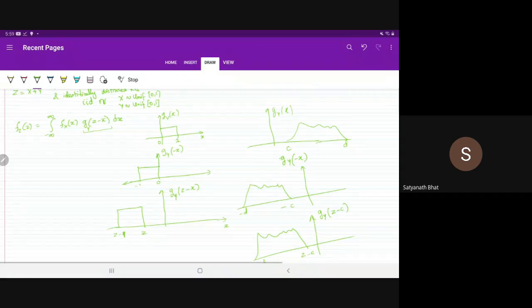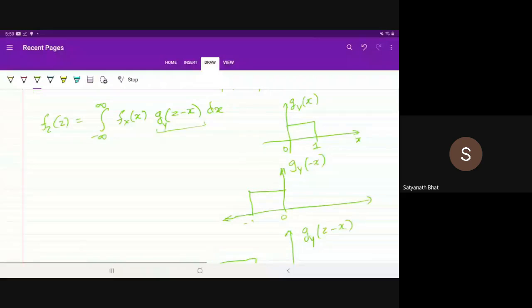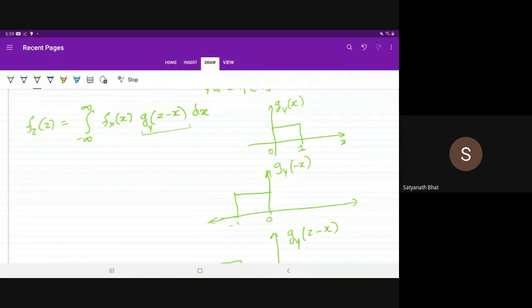So why are all these things coming here? Because fz of z depends upon what is the value of z that we are talking about. Okay, so let's try to picture this. So first case is z less than 0. Okay, so now fx of x, what will it be? Fx of x will be a value between 0 and 1.